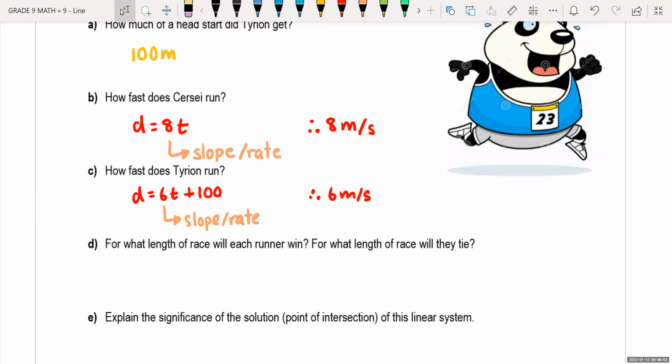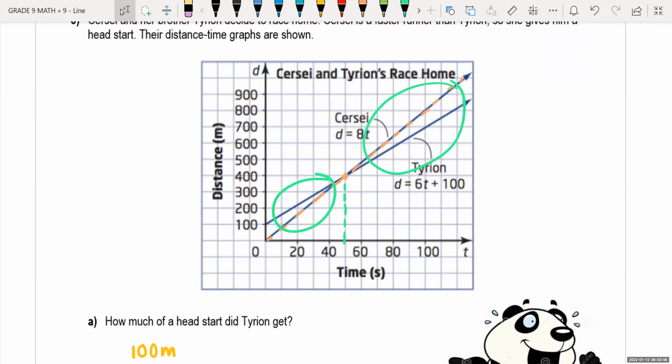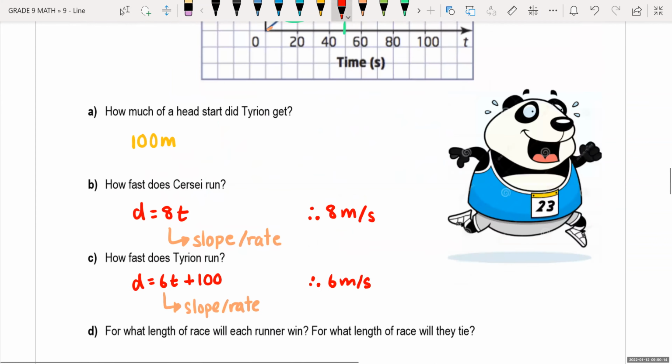For what length of race will each runner win? For what length of race will they tie? Okay. For what length of race will each runner win? What do they mean by length of race? Okay. So we're just going to say Tyrion wins from time 0 to time 50 seconds.